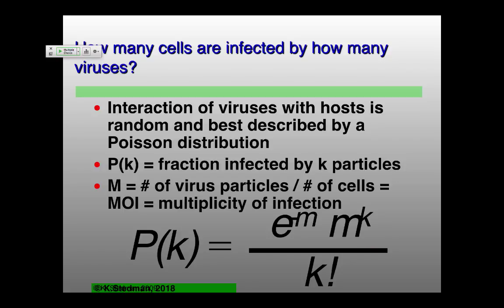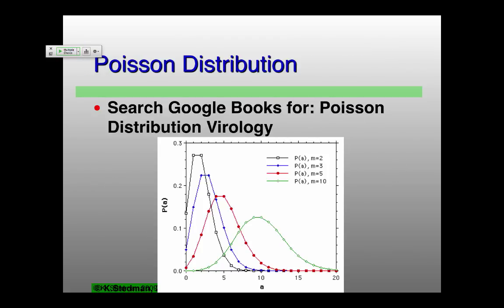So everyone's clear on factorials and e to the minus m, m to the k? Good, at least we have that much. If you look at this and just plot this out, this is just looking at that mathematical formula.